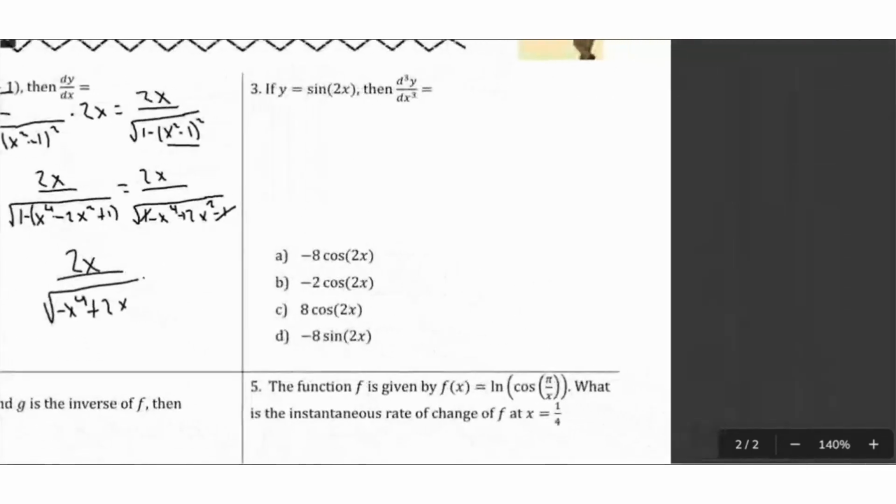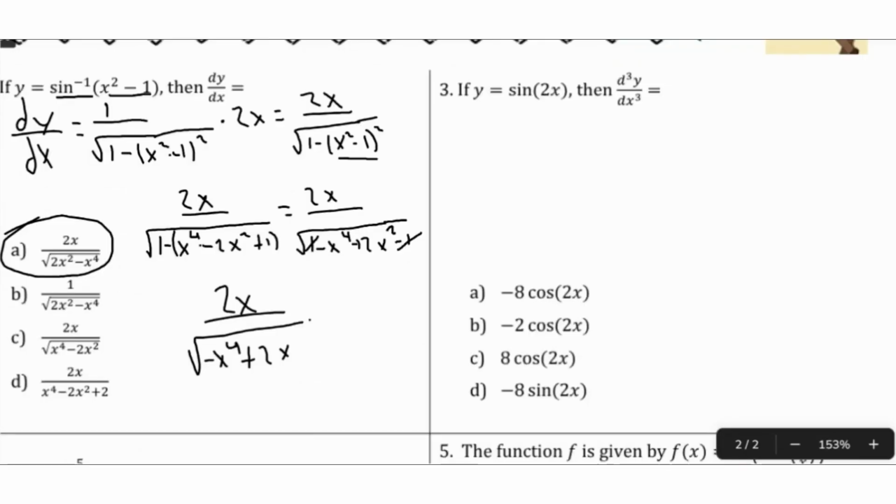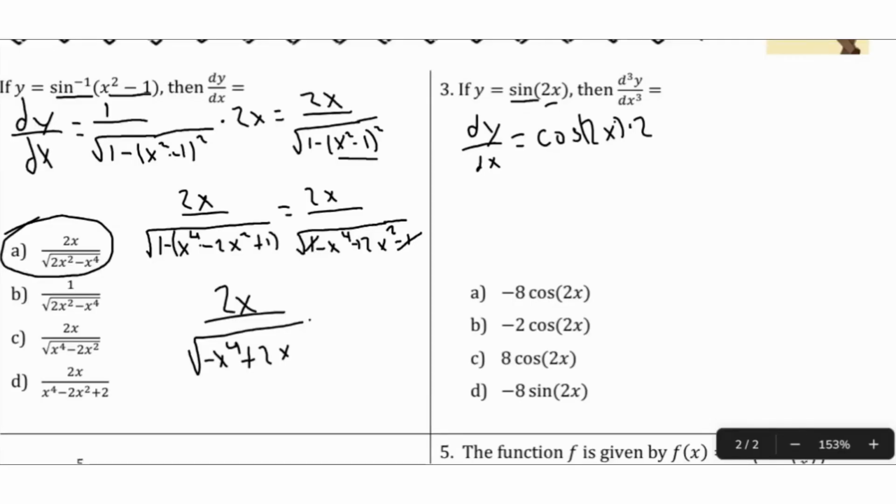Great. Now let's move on to question number 3. If y equals sine 2x, then the third derivative of y is equal to what? So let's take dy/dx. Again, this is another chain rule question. We have to take the derivative of the outer function, which is cosine 2x, and then multiply that by the derivative of the inner function. The derivative of 2x is just 2. So this becomes 2 cosine 2x.